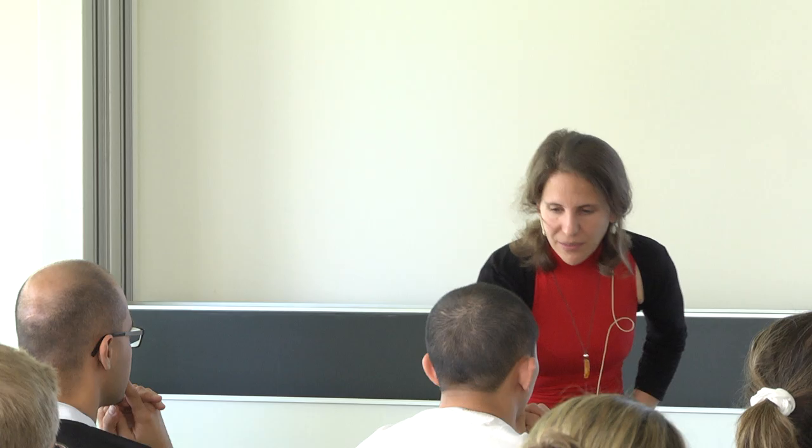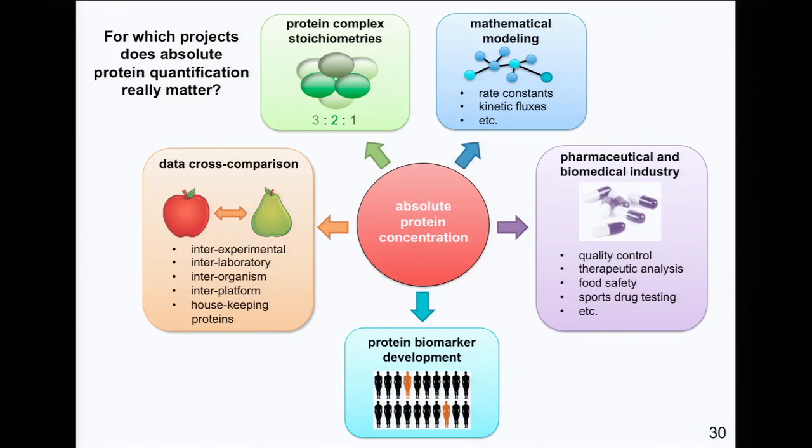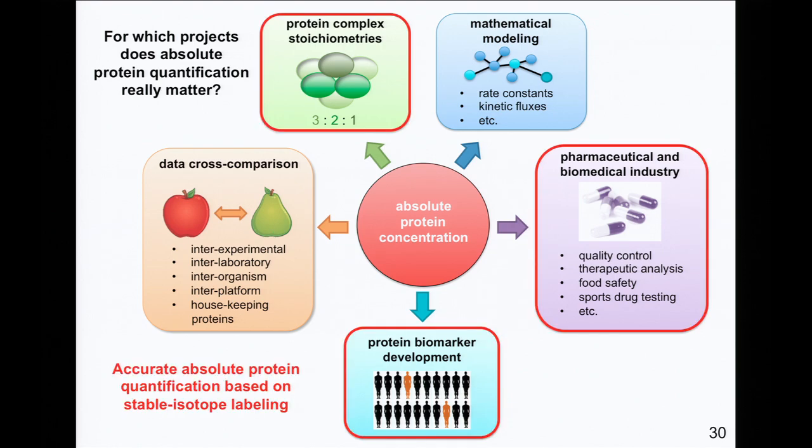And with this error in mind, and coming back to the application scheme that I showed you, I personally think that if you're interested in protein complexes, or if you're working for industry or in clinical applications, in these cases you really need to be pretty precise. So a twofold error will be too big for you. And this is where stable isotope labeling quantification is the method of choice, I guess.